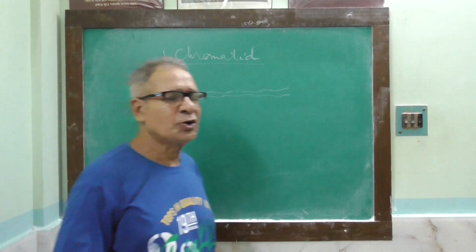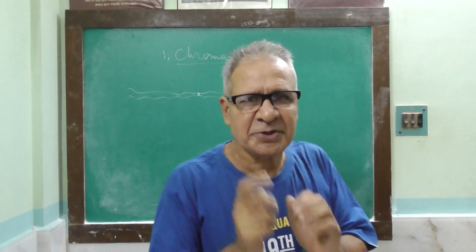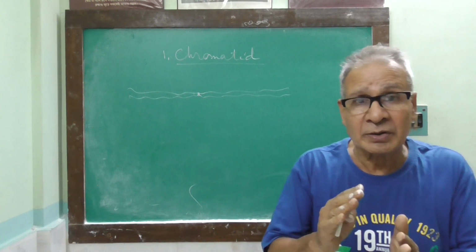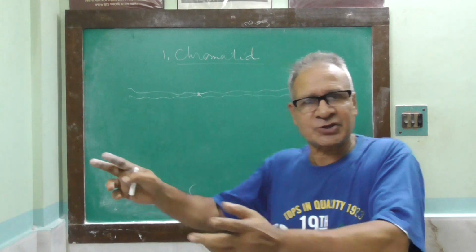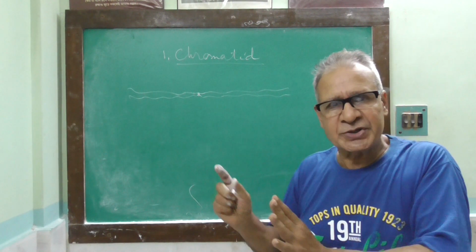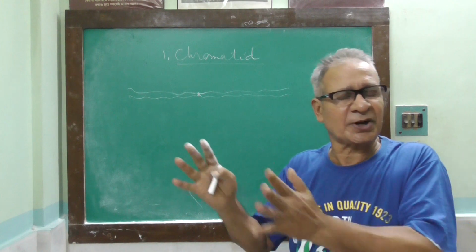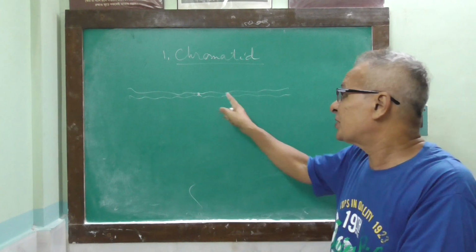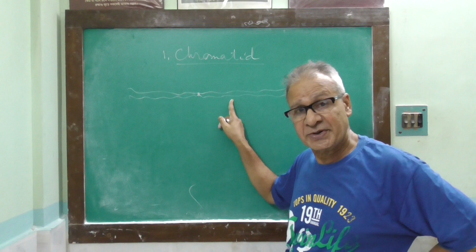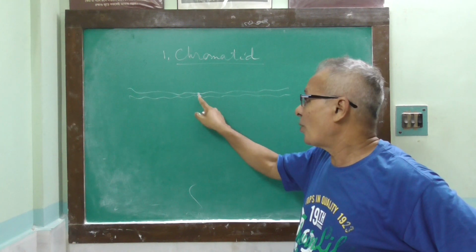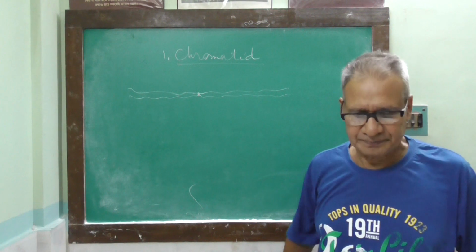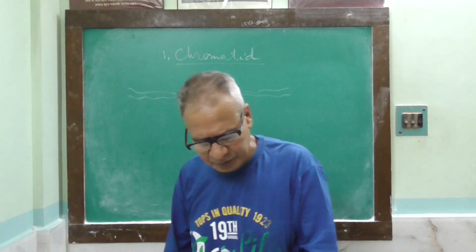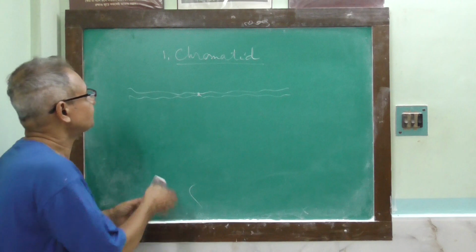So during the last part of interphase or the early prophase, the chromosomes appear as long threads which consist of two fine thread-like structures. Each thread-like structure is known as a chromatid, and the two chromatids remain joined or bound at a point. Now the primary constriction.